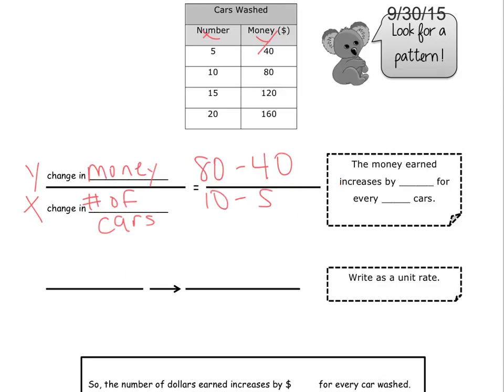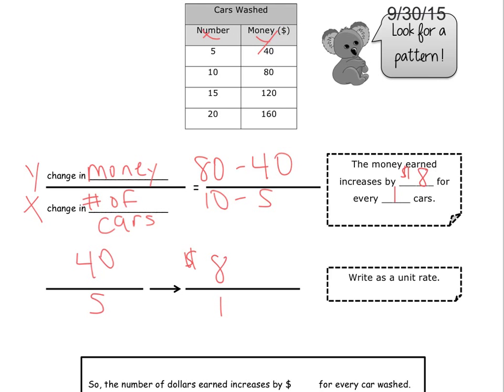And we're going to write what we got when we did 80 minus 40 and 10 minus 5. So we're going to put it right here because this is where we want to find it as a unit rate. So 80 minus 40 gives us 40. And 10 minus 5 is 5. 40 divided by 5 means that it was $8 per one car. So over here where it says the money earned increases by $8 for every one car, for every car that's being washed, the shop charges them $8.